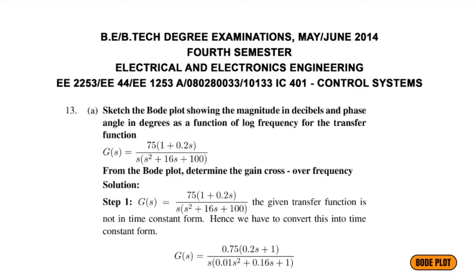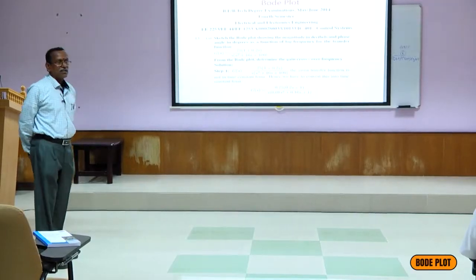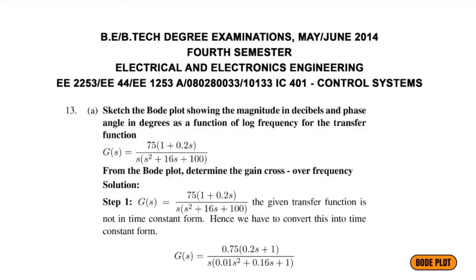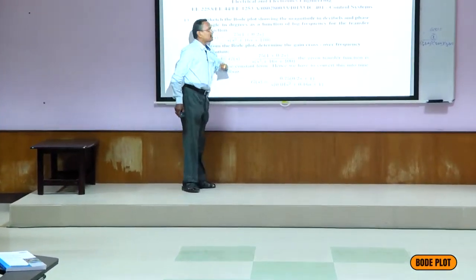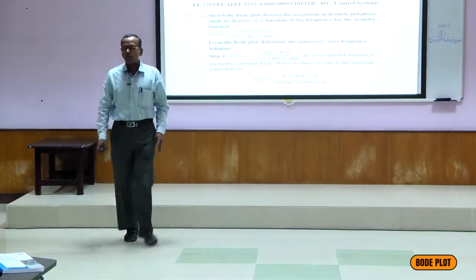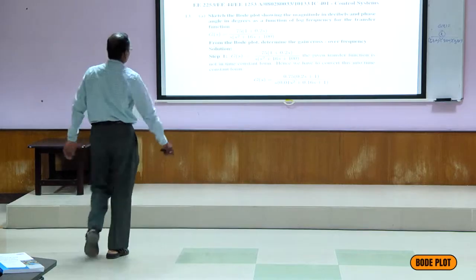So G(s) equals 75 times (1 plus 0.2s) divided by s times (s square plus 16s plus 100). What is the type of this transfer function? It is neither purely in time constant form nor purely in natural frequency form. In the numerator it is in time constant form. In the denominator it is in natural frequency form. Everything should be in time constant form, as we have already seen, to make the K correct. Otherwise you will get a wrong result.